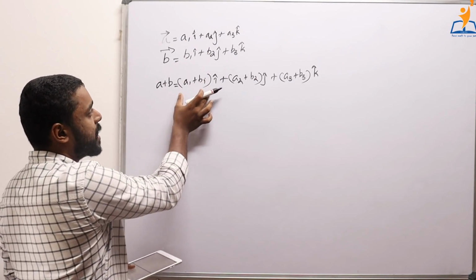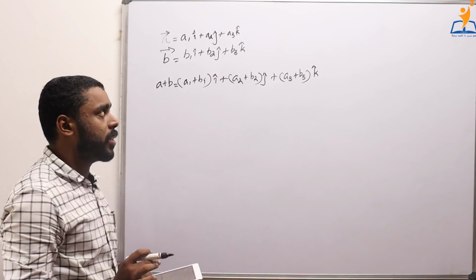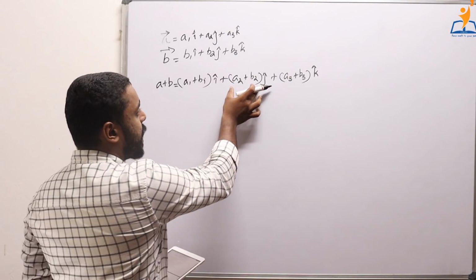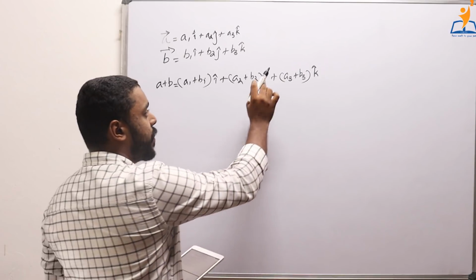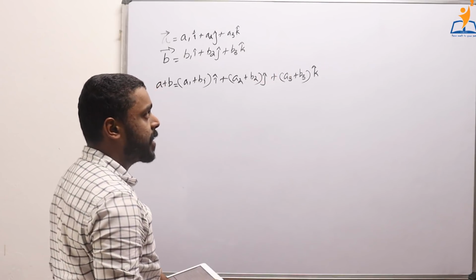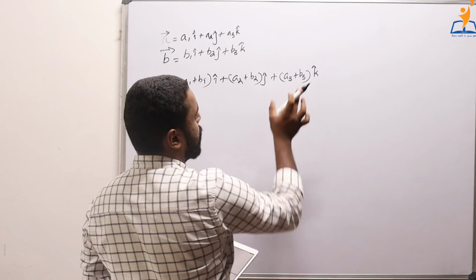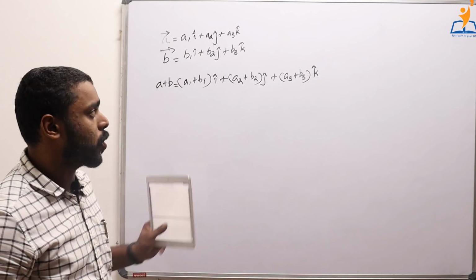The first components are added and the unit vector along the x-axis is given with them. The second components are added and the unit vector along the y-axis, j cap, is given with them, and the third components are also like that.